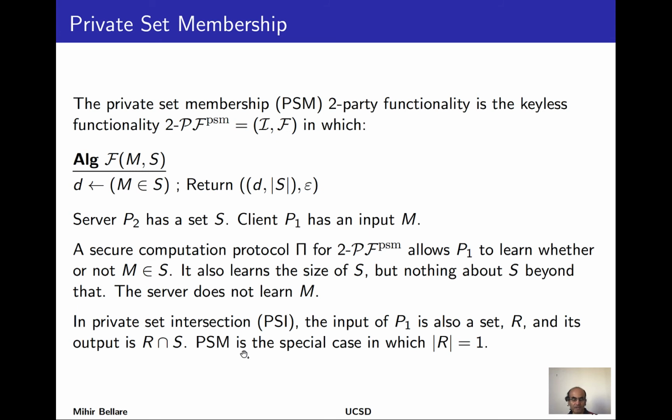Now, private set membership is a special case of something called private set intersection. This is a more general problem in which the input of the first party is also a set, and what we're looking to get for the party is the intersection of the two sets. In other words, it must learn all the points that belong to both sets. And you can see that private set membership is the special case in which this set has size 1. So that intersection is either M itself, in which case M is a member of S, or nothing, in which case M is not a member of S.